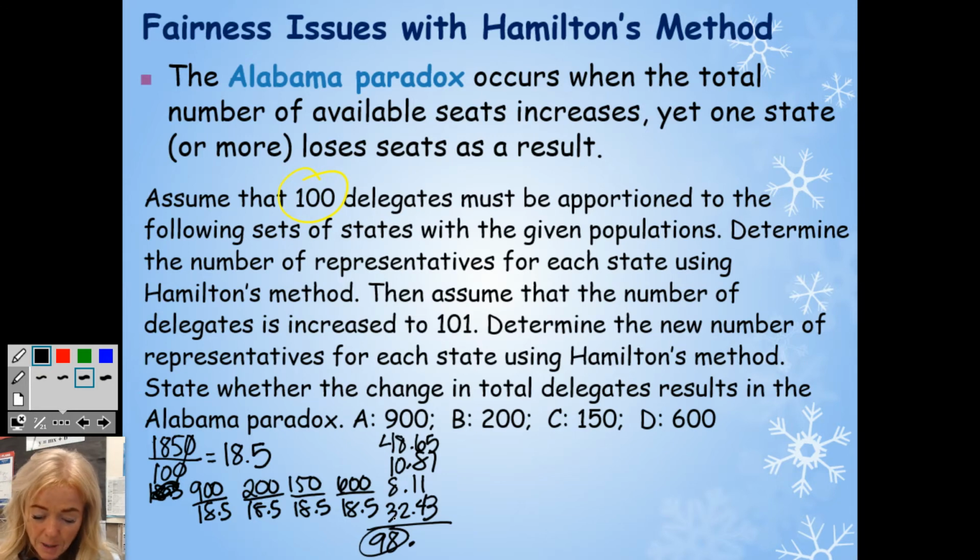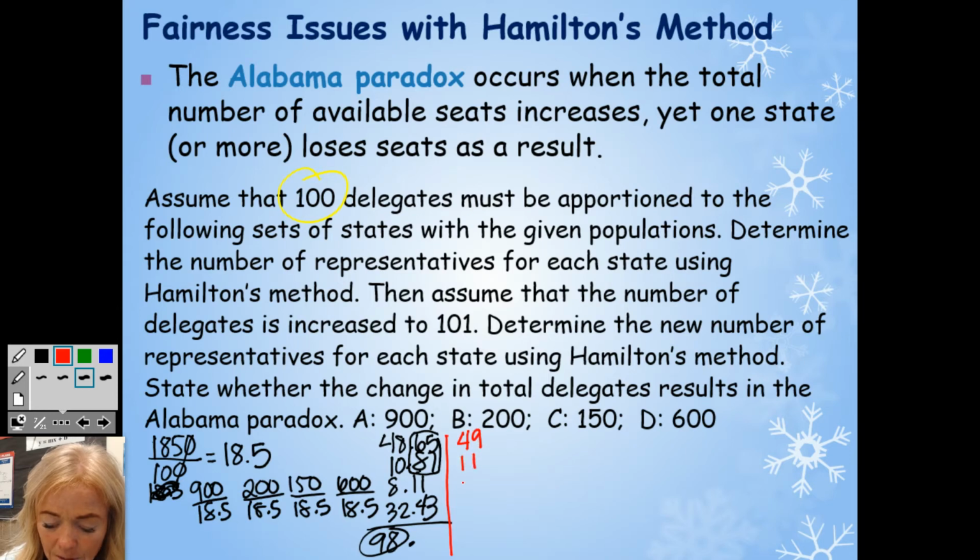Now, for that, we look at the fraction part, the 0.65, 0.81, 0.11, and 0.43. These 2 are the greatest because we need 2 more. So the highest fraction is state B with 0.81, so they get 1 more. And then the next highest is 0.65 with state A, and they get 1 more. So with 100 delegates, state A gets 49, state B gets 11, state C gets 8, and state D gets 32. Okay, and if you add that up, that should be 100.